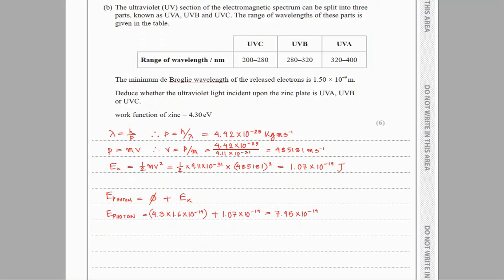So what is the equation that links the energy of a photon with wavelength? It is E equals hc by lambda. So make lambda the subject of the equation after you have found out the energy of the photon, and you have 250 times 10 to the power minus 9. Always remember 10 to the power minus 9 is nanometer. So the value of your lambda comes down to 250 nanometer, and you check in the range. So 250 falls within 200 and 280, therefore it must be UVC.